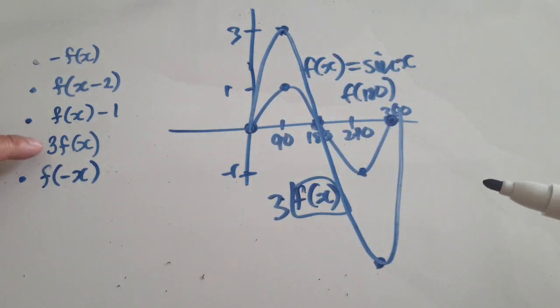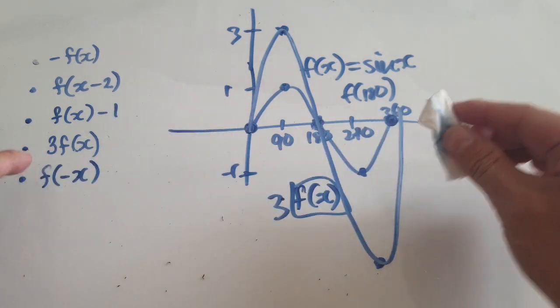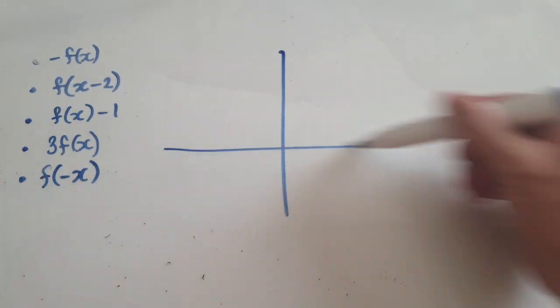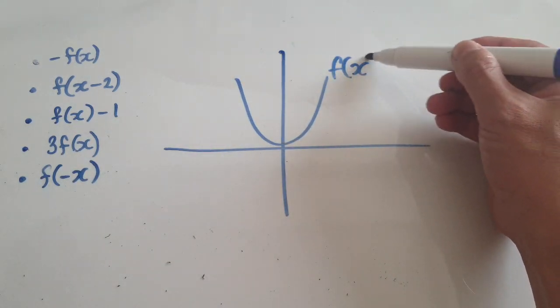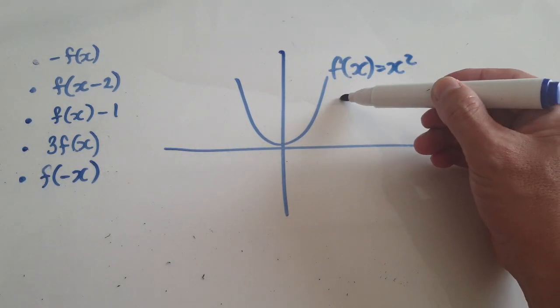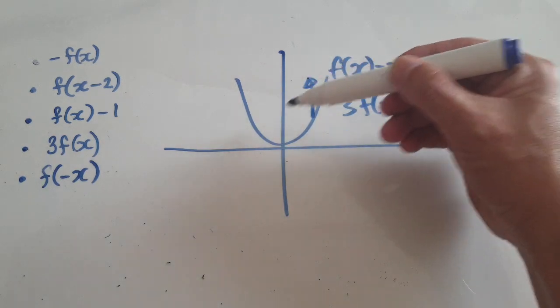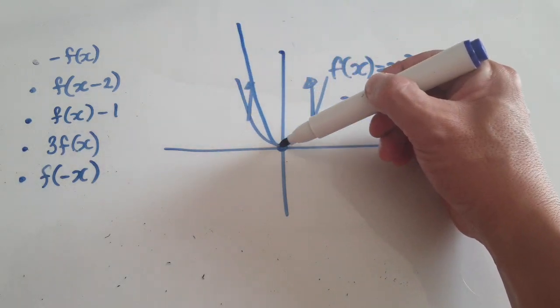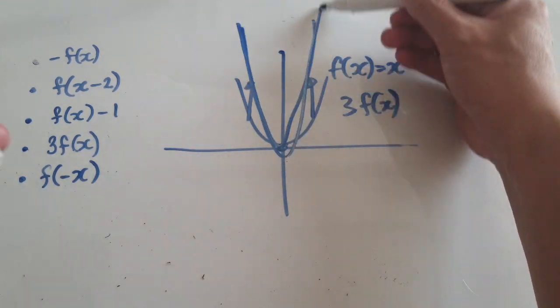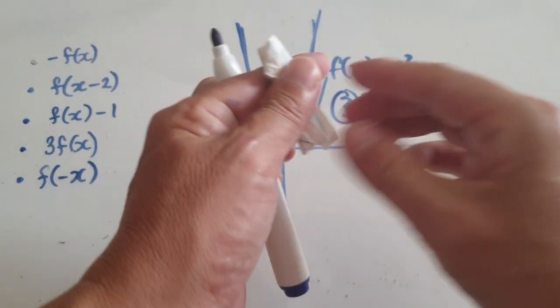So this transformation drags everything out by a factor of 3. If you have something like f of x equals x squared, this 3 would drag everything up by a factor of 3. 0 stays at 0, so it just looks steeper. Anyway, this here drags everything out by a factor of 3.